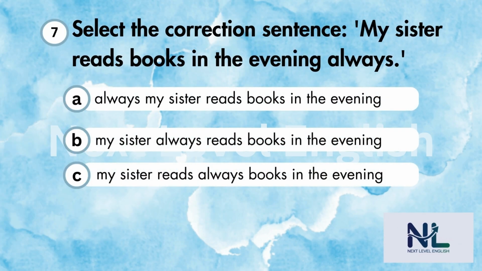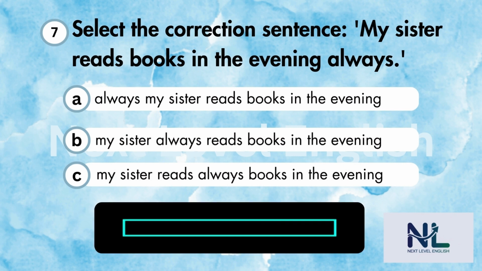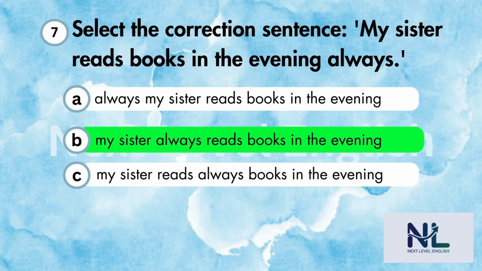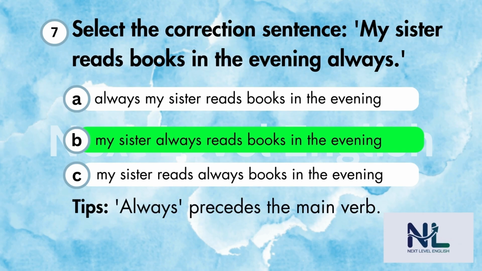7. Select the correct sentence. My sister reads books in the evening always. My sister always reads books in the evening. Tips: always precedes the main verb.